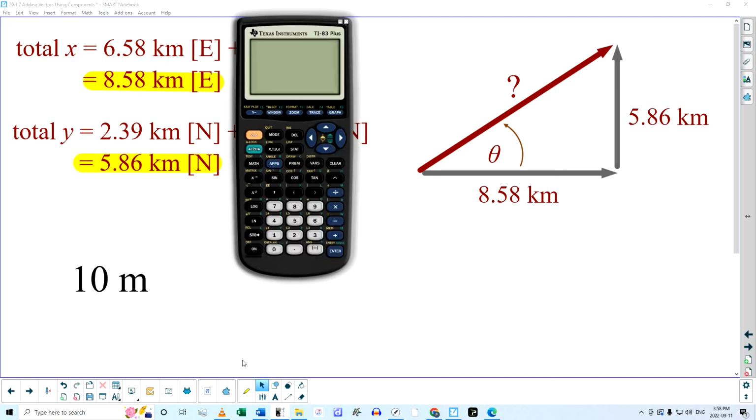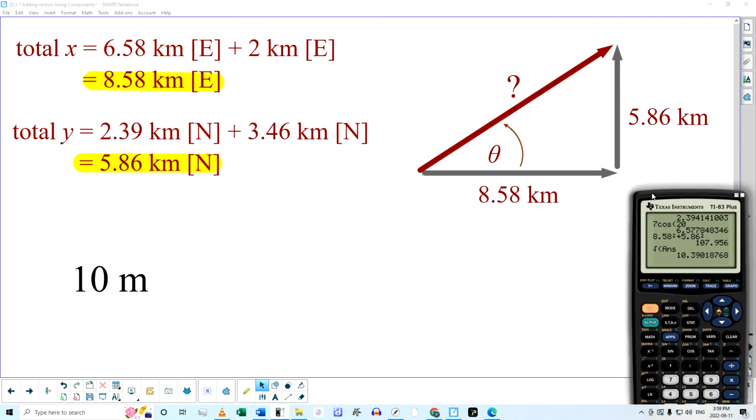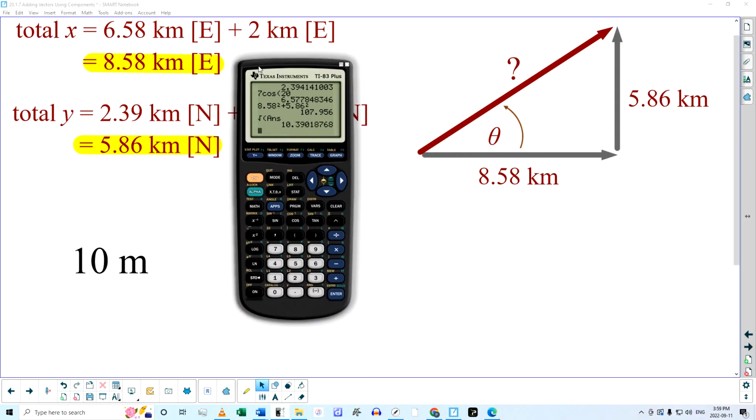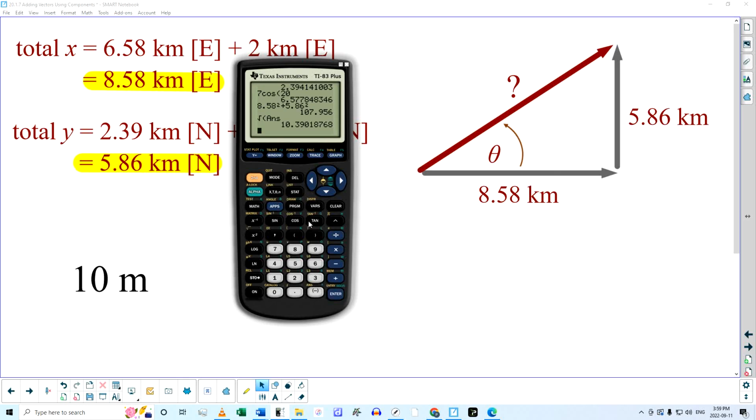I get 10 meters. It's not exactly 10, and I'm not going to carry all my decimals because I don't have access to them right now, but it doesn't matter. 8.58 squared plus 5.86 squared. I take the square root. It's going to be 10 point something, but round it to the nearest kilometer. We're going to say 10 kilometers. And I do see that I have a typing mistake up here where I have 10 meters. That should say kilometers. We also want to find the direction.